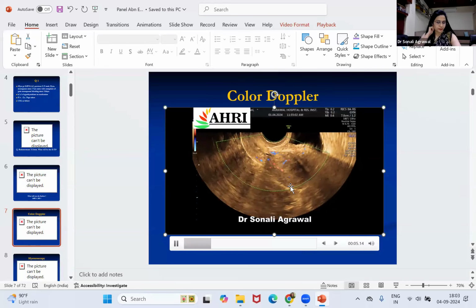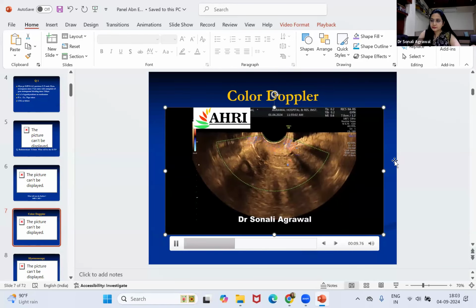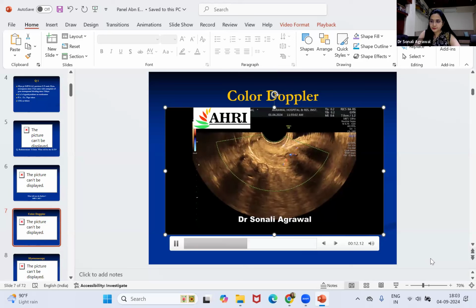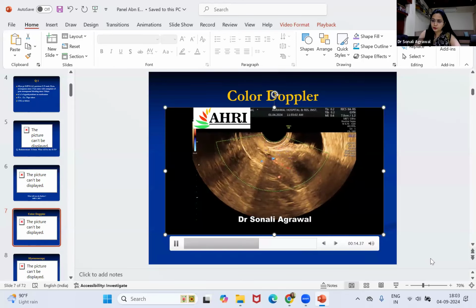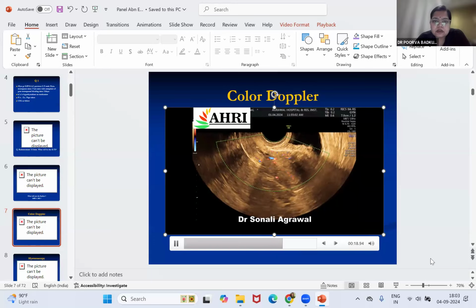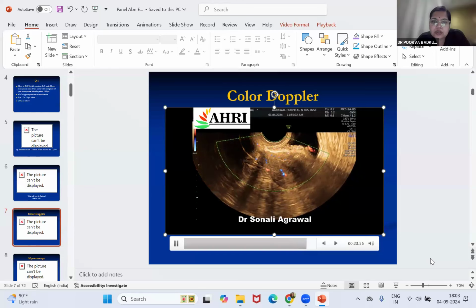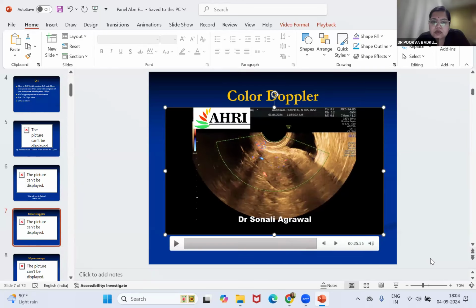So here's the color Doppler picture of this patient. Dr. Purva, would you like to comment on this? Yeah, the color flow in this is not much of the vascularity is seen, but yes, the color score can be 1 or 2.